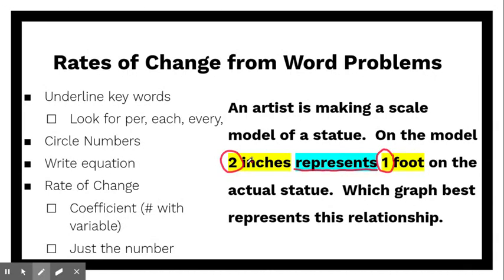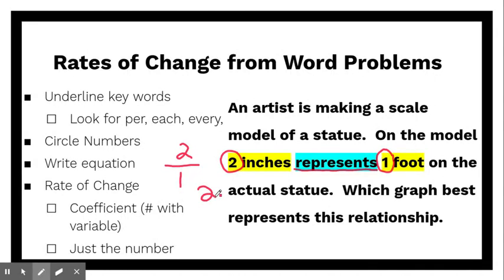If I have 2 inches on the model, that means it's going to equal 1 foot on the actual statue. So I could say 2 inches for every 1 foot, and that would be the same. Remember, I'm always going to write it as a fraction, 2 over 1, because represents is just like per, each, or every. And that would end up being my rate of change. So the rate of change is going to be 2.